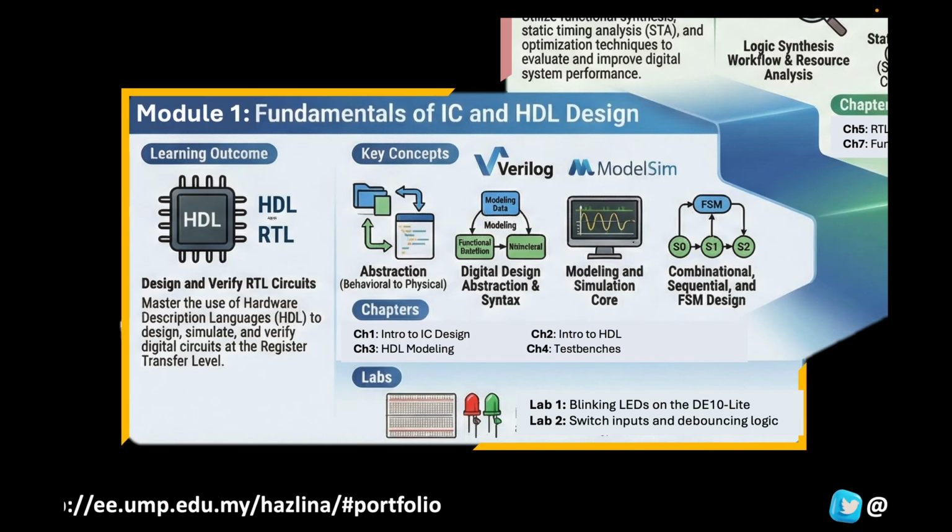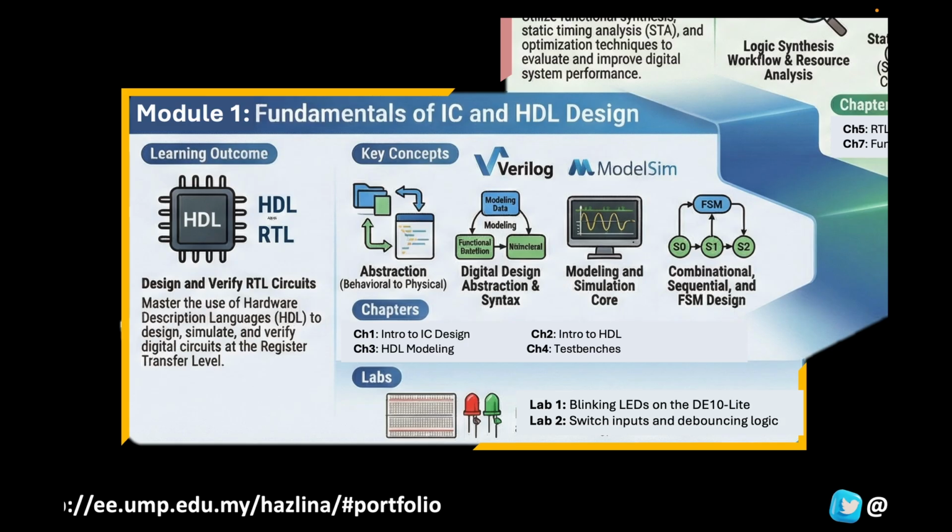Module 1, Fundamentals of IC and HDL Design, focuses on the what and the how of hardware description. By the end of this module, you will be able to design, simulate, and verify both combinatorial and sequential circuits at the RTL level. We begin by exploring the digital design abstraction hierarchy, moving from behavioral models down to physical implementation. In this module, you will learn the following topics.